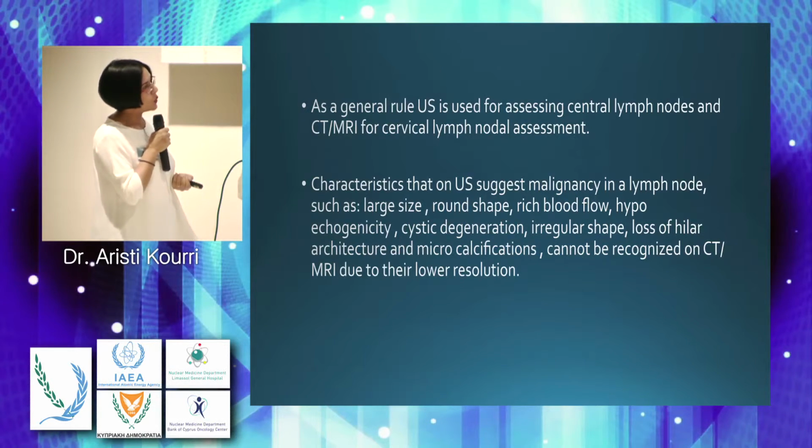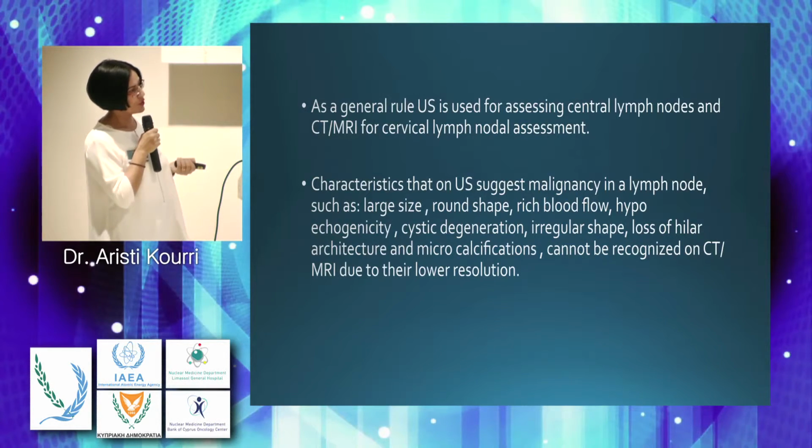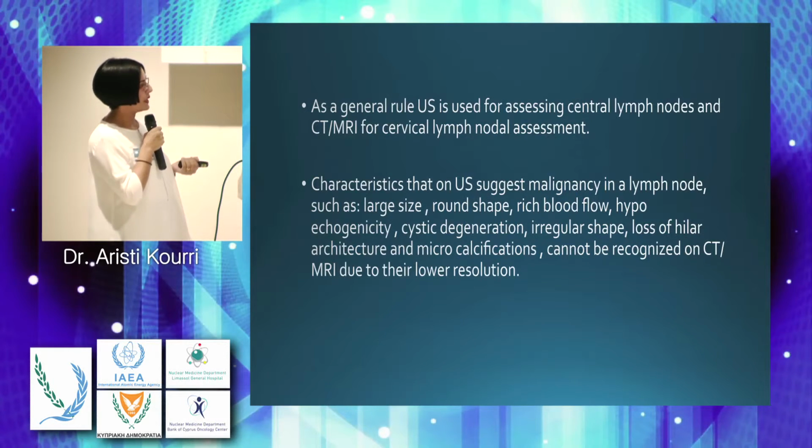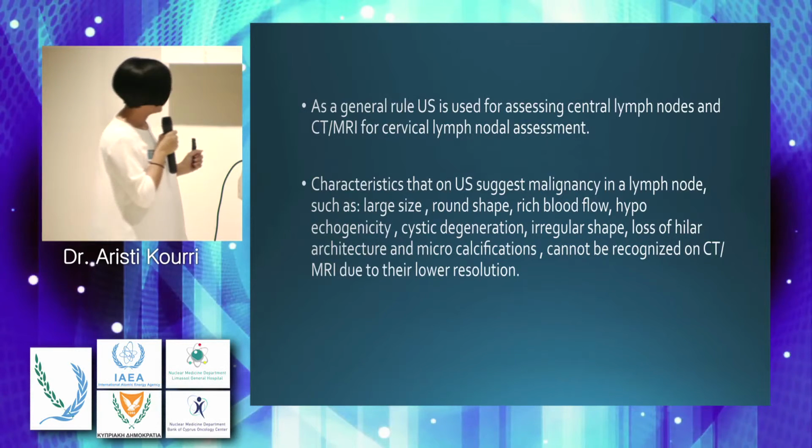As a general rule, ultrasound is used for assessing central lymph nodes around the thyroid, and CT and MRI for cervical lymph nodal assessment. Characteristics seen on ultrasound that suggest malignancy in a lymph node, such as large size, round shape, rich blood flow, high hypoechogenicity, cystic degeneration, irregular shape, loss of hilar architecture, and microcalcifications, cannot be recognized on CT or MRI due to their lower resolution.